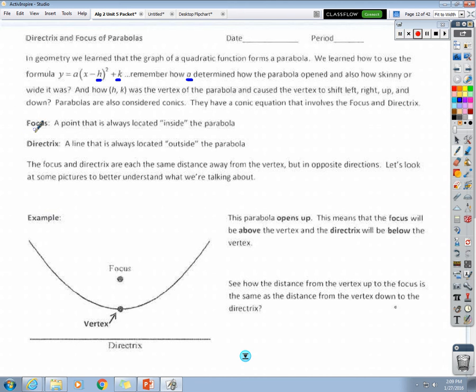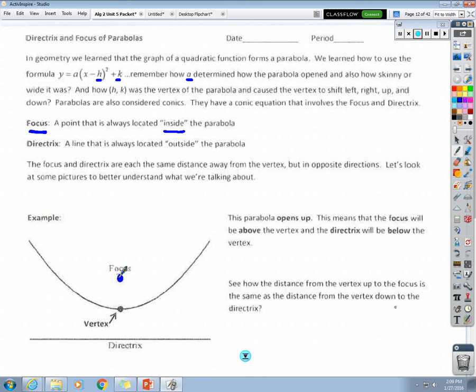The focus, which is not new to you, you heard this word last year, but we haven't done it yet this year, is a point that is always located inside the parabola. See down here in this example, here's your parabola, the focus is inside of it. I heard that last year Miss Young taught it as the parabola hugged the focus. Miss McAdams, I think, said the parabola ate the focus.